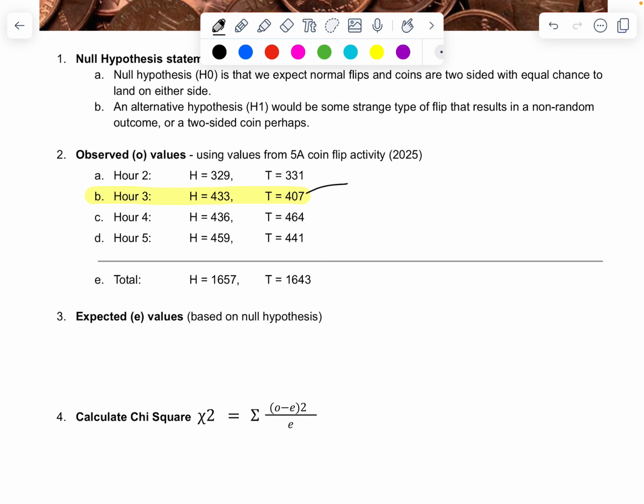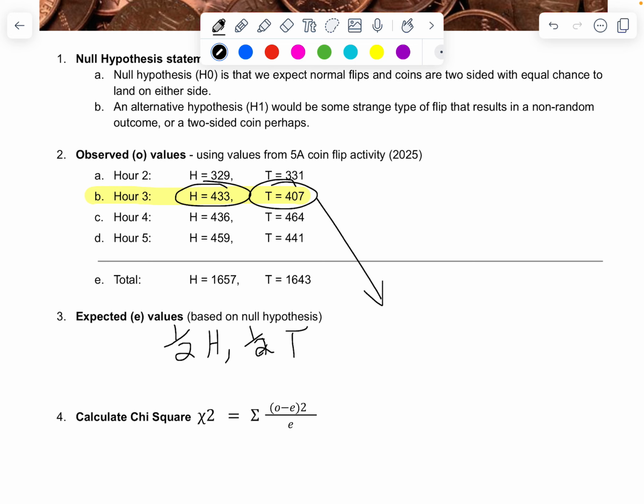Our first thing is to know that these are observed values, okay? So our observed heads is 433, our observed tails is 407. So what is our expected? All we know so far is that if it's a fair coin, you expect half of them to be heads and half to be tails. We know the ratio, but we have to do the math to see how many we actually expect from this trial.